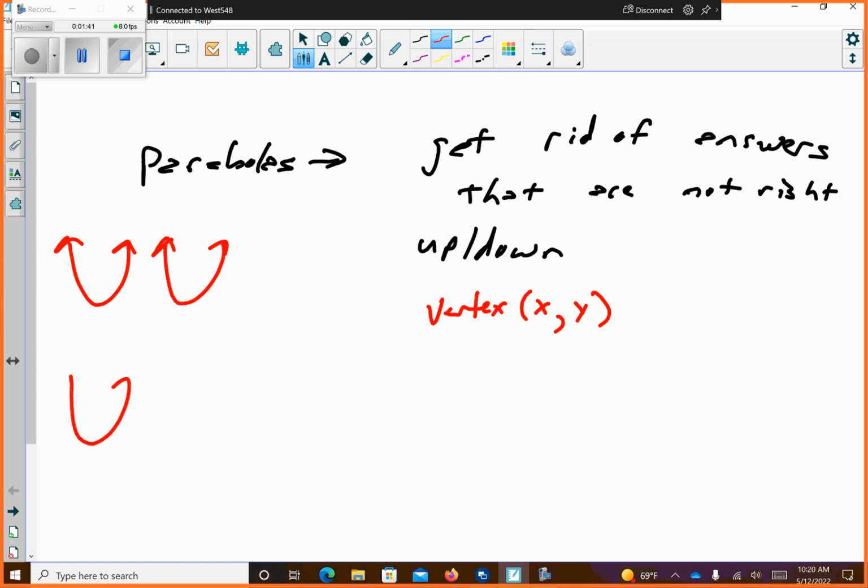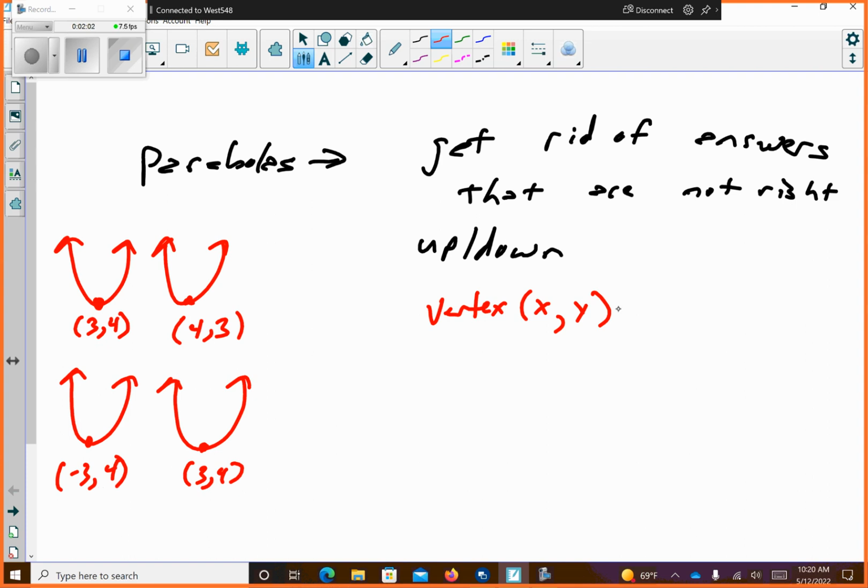Now let's say you had these choices, and I'm just making these up. I'm not putting them on an XY axis. But let's say this one came out to 3, 4. And this one came out to 3, 4. And let's say this was 4, 3. And let's say this was negative 3, 4. And I don't know if we would make them that. But let's say we found our vertex to be 3, 4. Okay? So if you know this is definitely your vertex, you can cancel the ones that aren't. Now we're down to those last two.